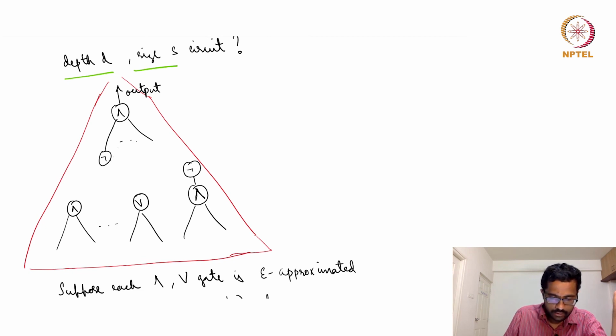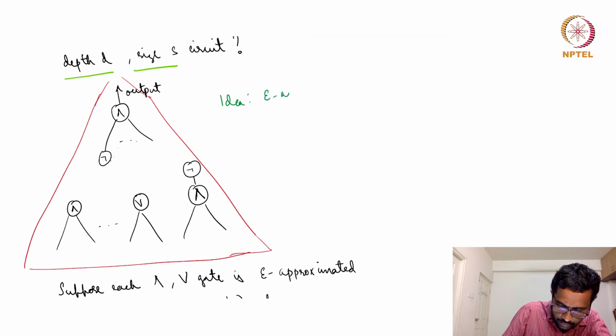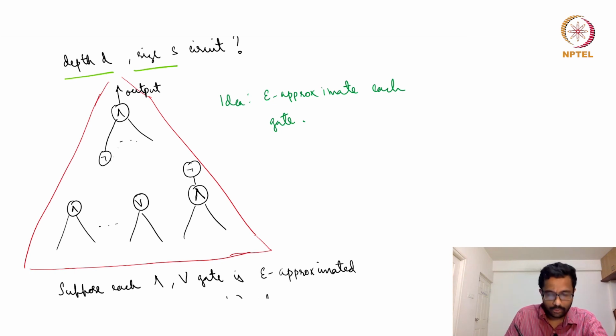So what we do is we have some circuit, which is an AC0 circuit, or some depth d size s circuit, not necessarily AC0. Let's say the circuit has AND gates and OR gates and NOT gates. We know how to epsilon approximate each one of them, right? So the idea is to epsilon approximate each gate. You look at the circuit, you epsilon approximate each gate.